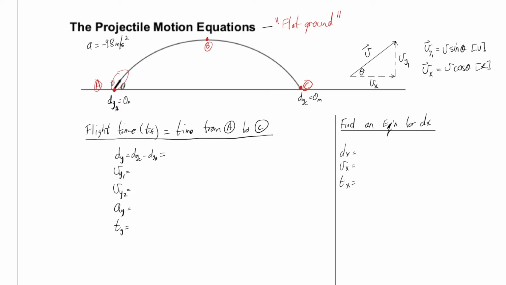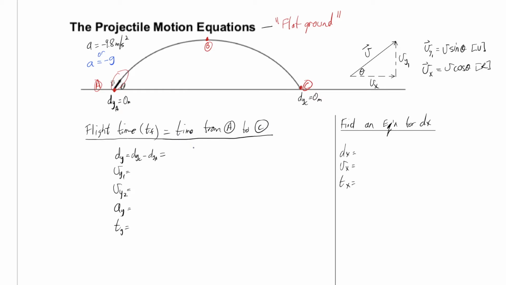Now, dya represents the position along the y-axis at position A. dyc is the position of the projectile along the y-axis at the end of the flight. Now, we know the acceleration due to gravity is negative 9.8 meters per second squared, or we're going to represent it in terms of g. So our acceleration due to gravity is equal to negative g. So the first thing we're going to do is, since we're looking for the flight time, or T subscript F, that is actually the time from position A to position C.